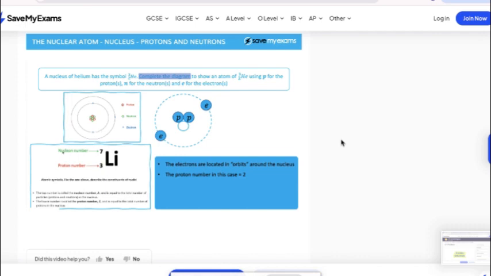The number at the top is called the nucleon number, and the nucleon number is the total number of protons and neutrons in the nucleus. So we've got 3 particles in the nucleus, that's what the 3 stands for. 2 of them are protons, so the last one has to be the neutron. So that's the complete picture of an atom of helium.